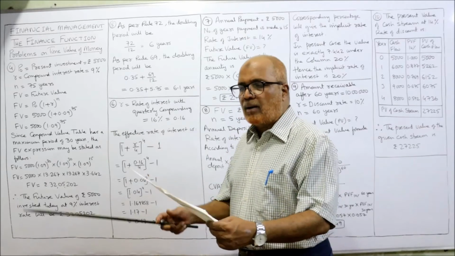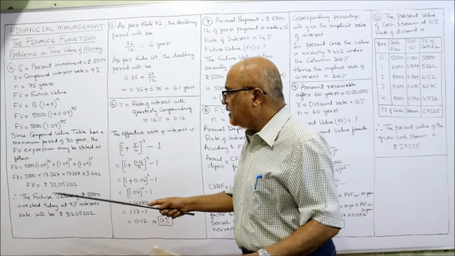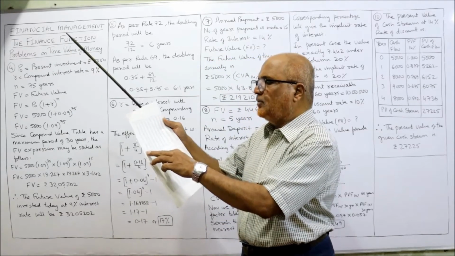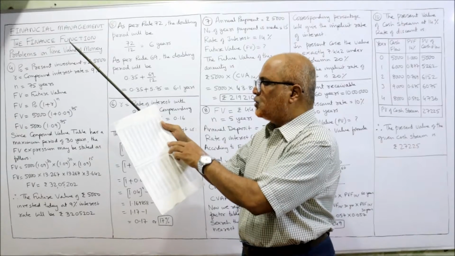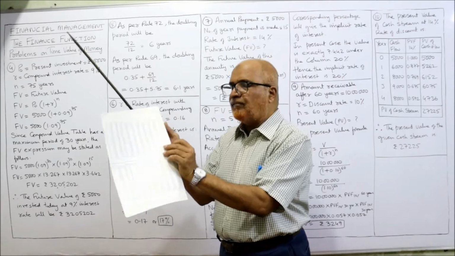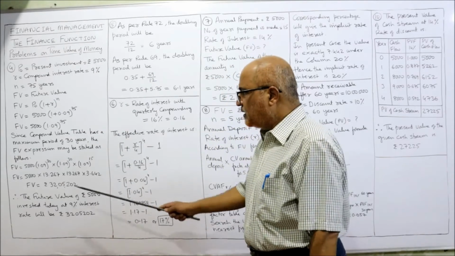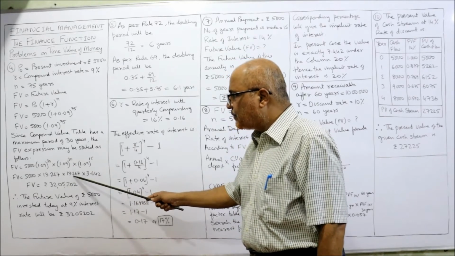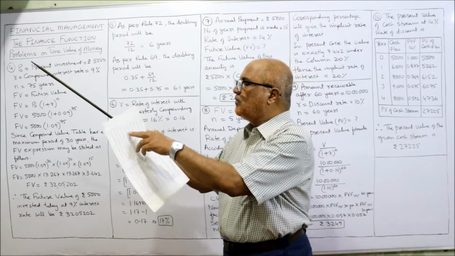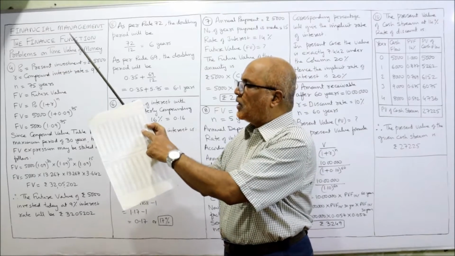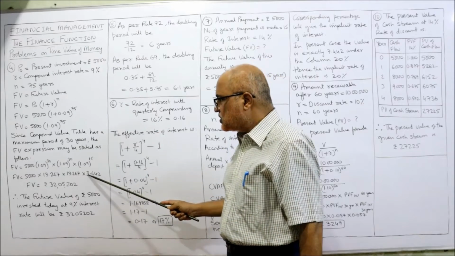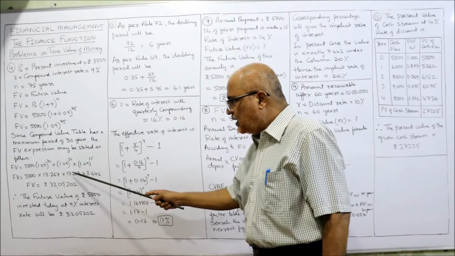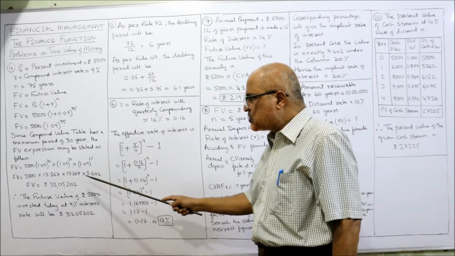Now we have to refer to the compound value table. 9%, 30 years, we are able to get the value 13.267. So in the table you can find 13.267. That is for 30 years. 9%, 30 years, again 13.267. For 15 years, compound value 9%, 15 years: 3.642. Multiply all these terms, 5,000 into 13.267 into 13.267 into 3.642.